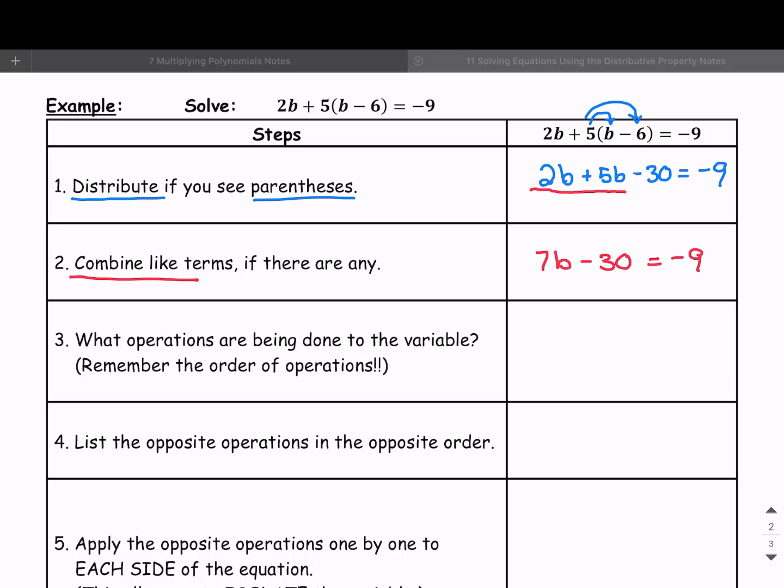Okay, so now we're going to think about what's happening to our variable b. If we were substituting a number in for b, what would we do to the number? First, we would multiply by 7, then we would subtract 30. Now, in order to solve, we have to do the opposite operations in the opposite order. So the opposite of subtracting 30 is adding 30, and the opposite of multiplying by 7 is dividing by 7.